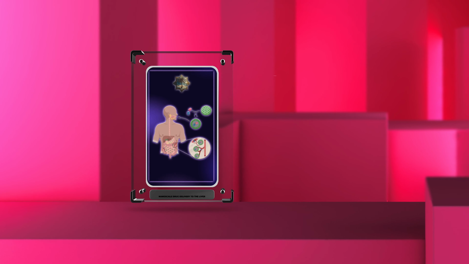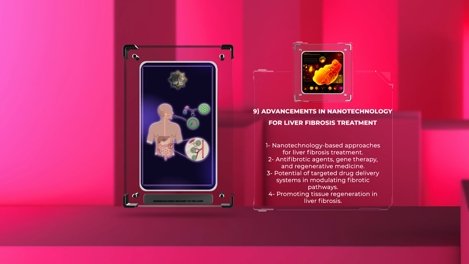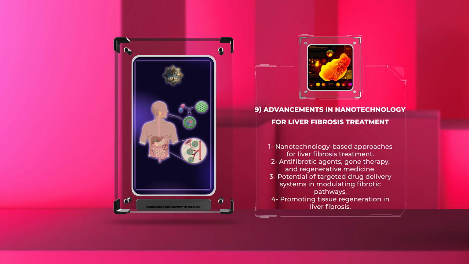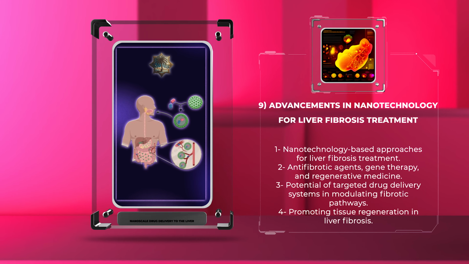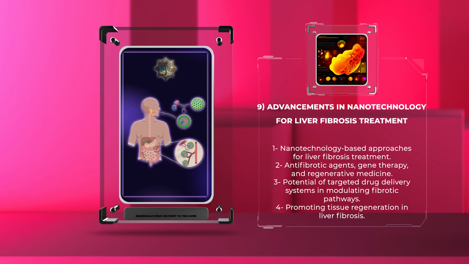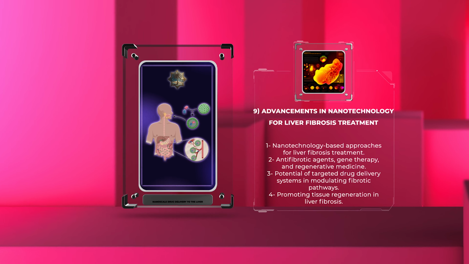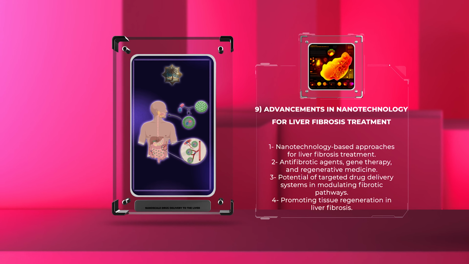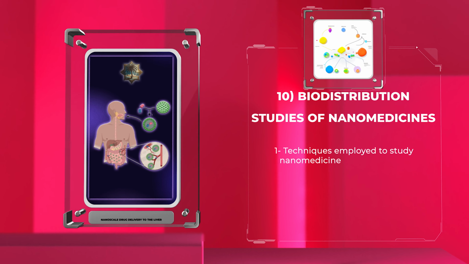Liver fibrosis, a hallmark of chronic liver diseases, presents a major therapeutic challenge. Nanotechnology-based approaches show promise in addressing this unmet medical need. We will discuss the advancements in nanomedicine for liver fibrosis treatment, including the use of antifibrotic agents, gene therapy, and regenerative medicine. Additionally, we will examine the potential of targeted drug delivery systems in modulating fibrotic pathways and promoting tissue regeneration. Accurate assessment of nanomedicine biodistribution is critical for their successful clinical translation.